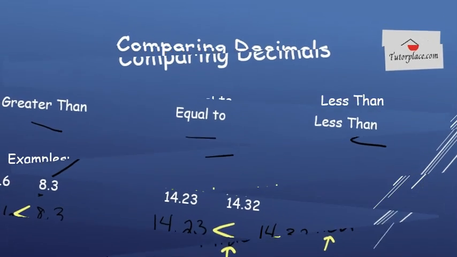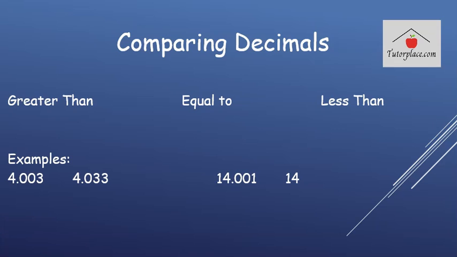Let's do a couple more of these. So here we have 4.003 and 4.033. So the 4s are in the same positions. I have a 0 and a 0, so that's in the same position. The next spot, in the hundredths position, I have a 0 and I have a 3. Well, 0 is less than 3, so therefore I can put the less than symbol in there.